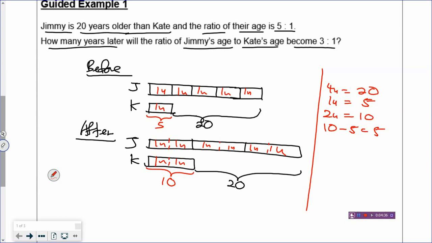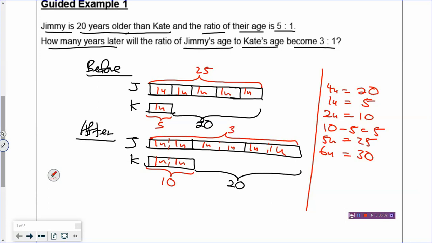How about Jimmy? How old is Jimmy at first? That is 5 units. 1 unit is 5, so 5 times 5 is 25. Then how old is Jimmy some years later? That is 6 units, and 6 units will be 6 times 5, which is 30.